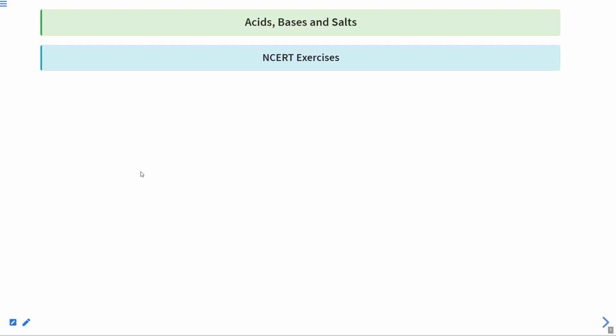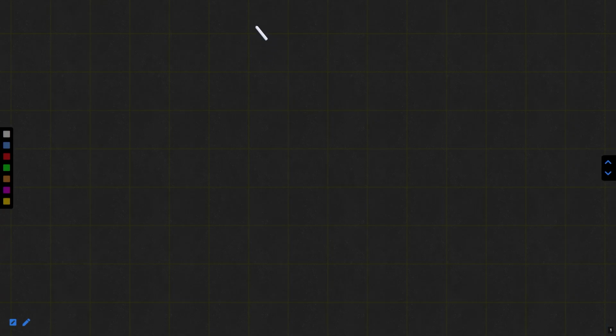Today we are going to discuss the NCERT exercise of this chapter that is very important from the exam point of view, and it is very important in our daily life as well, right? And this chapter is acids, bases and salts, right? So you can see here, acids, bases and salts.